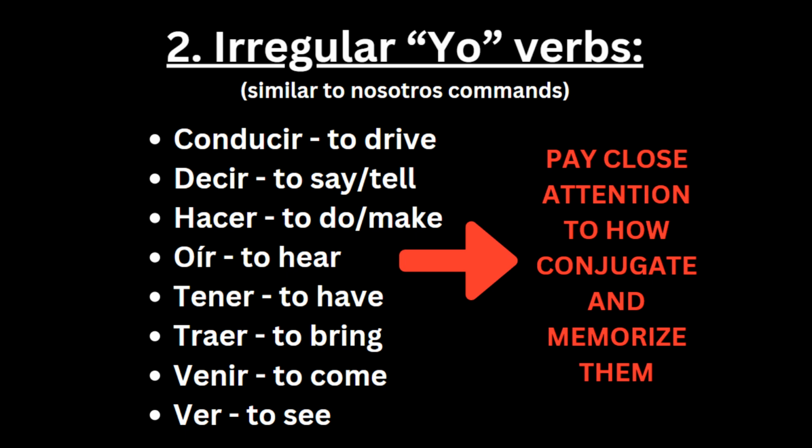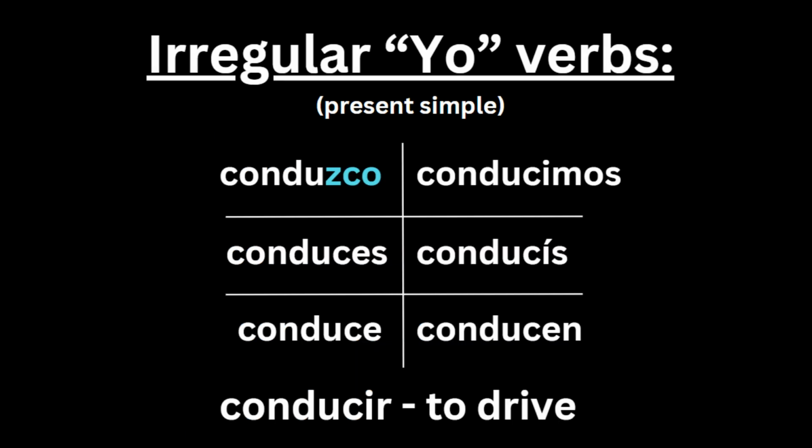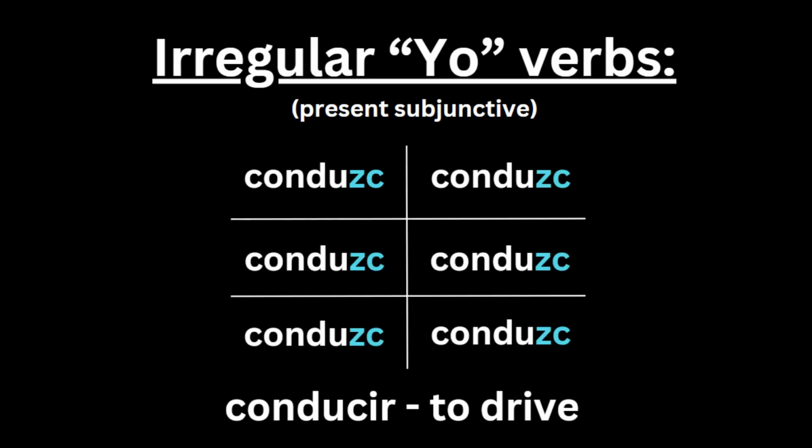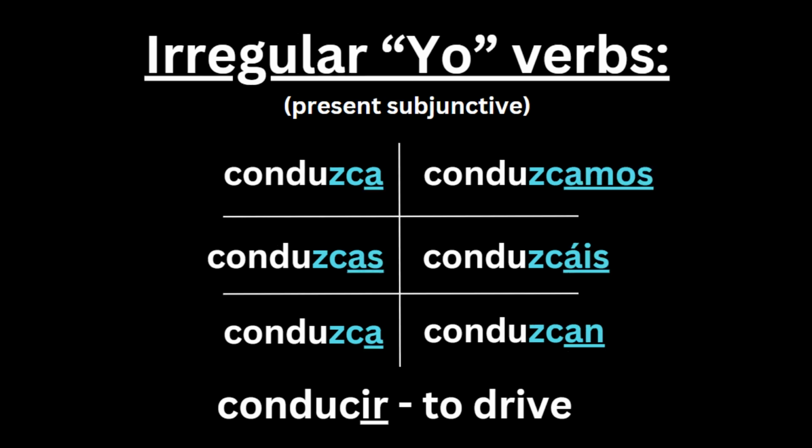Typically, irregular YO verbs are only irregular in the YO pronoun in the present simple. Taking the verb conducir in the present simple, every word is conjugated normally except in the YO pronoun: yo conduzco. In the present subjunctive, however, you will have to take the ending of the conjugation of the YO pronoun and repeat it across every pronoun. Additionally, because conducir is an IR verb, we have to put the opposite ending from E and I to A so that it corresponds to every pronoun. In the present subjunctive, conducir will look like this. Yo conduzca, tú conduzcas, él conduzca, and so on.